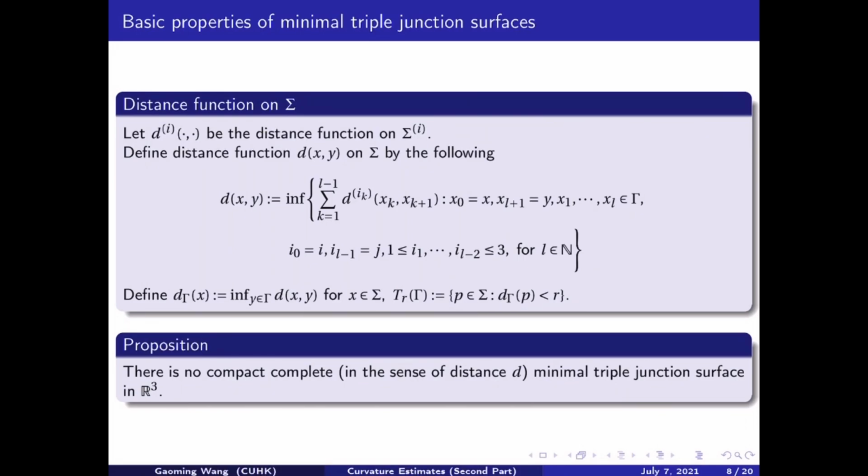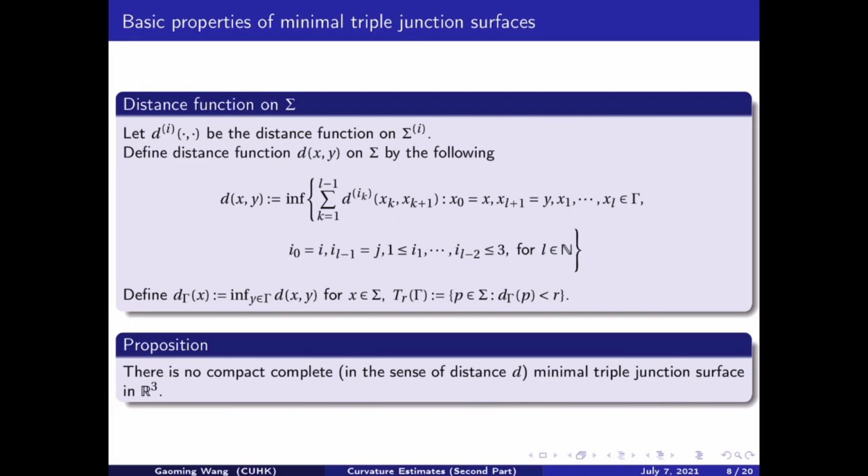Now let's define a distance function d on the triple junction surface Σ_γ. We can define a distance between 2 points by the infimum of the lengths of all possible piecewise smooth curves joining these 2 points, as we have written here. Note that even if 2 points lie on the same piece of surface, the distance defined here might be different from the original distance on this surface.